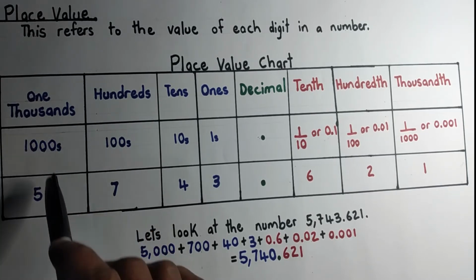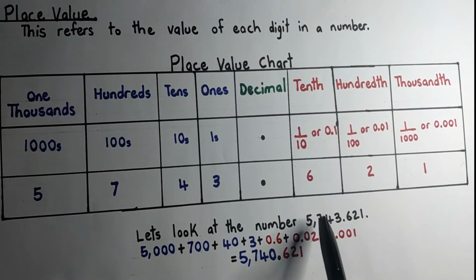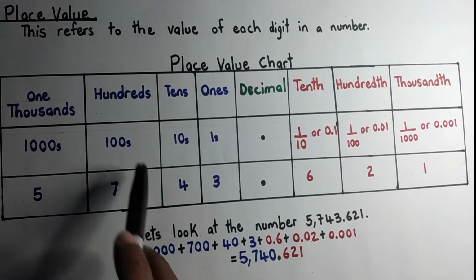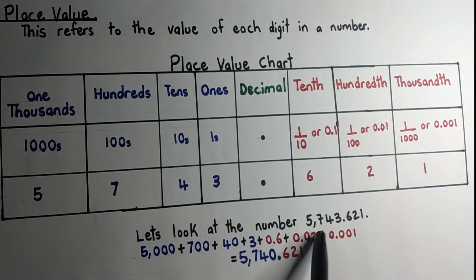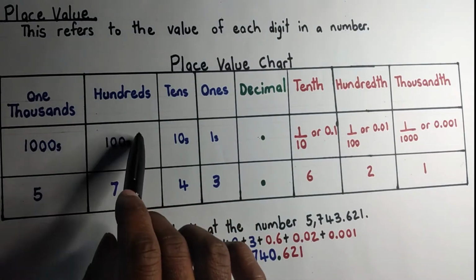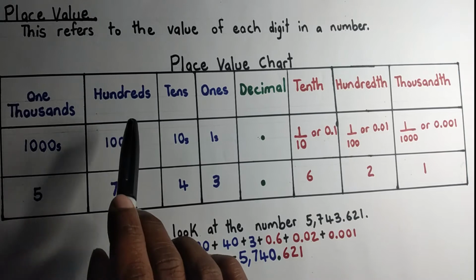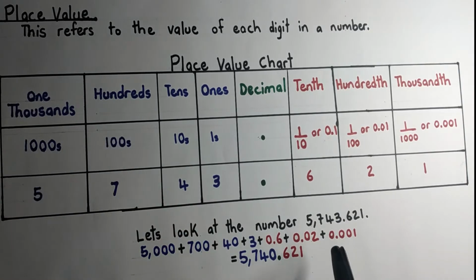And you can obtain the value of that digit in this entire number right here. So the value of the 5 in this number would be 5,000. Now you could do the same thing for the 7. So you multiply the 7 by its corresponding place value. So 7 times 100, the value of the 7 in that number would be 700.